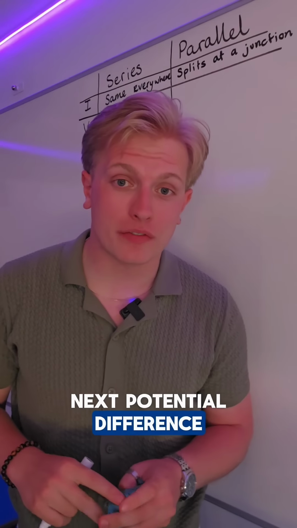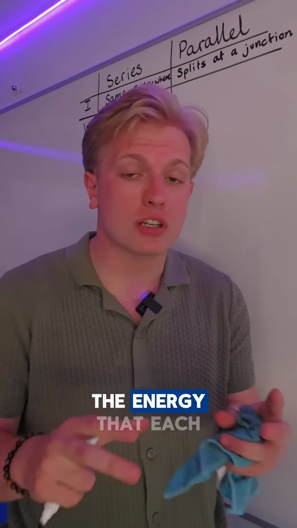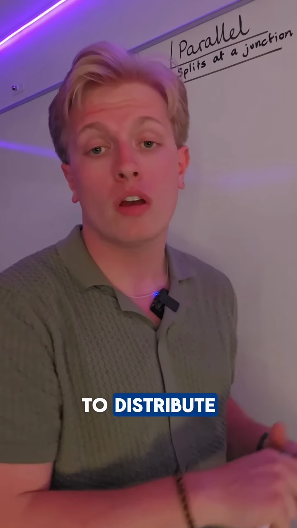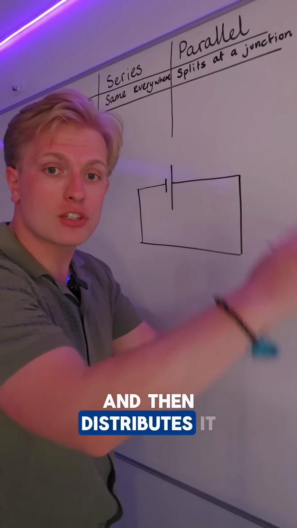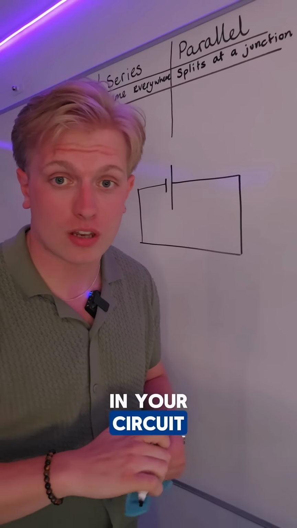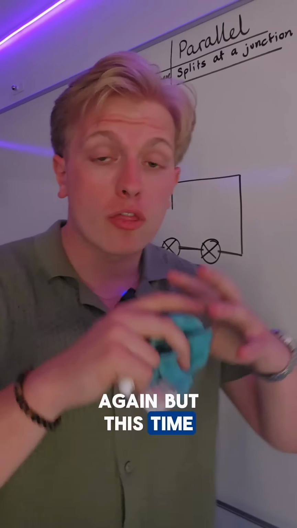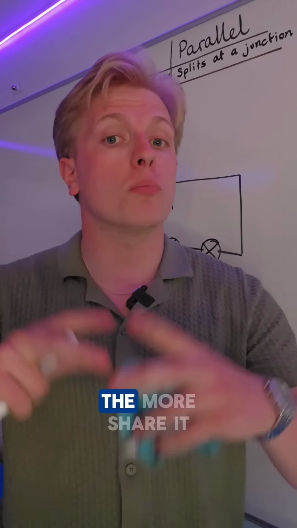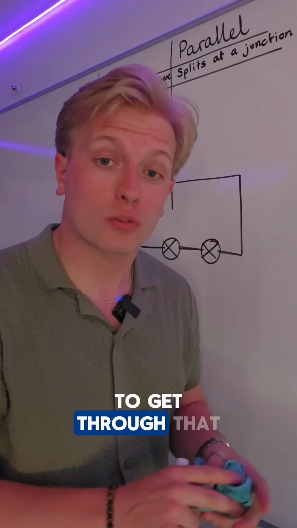Next, potential difference. Think of the potential difference as the energy per unit charge. The energy that each of those electrons has to distribute around the circuit. So the electron from your power supply picks up its energy and then distributes it to the different components in your circuit as it goes around. For that higher level knowledge, that potential difference will be shared in proportion to resistance again. But this time, the more resistance the component has, the more share it gets of that potential difference. Think of it like it needs more energy to get through that component.